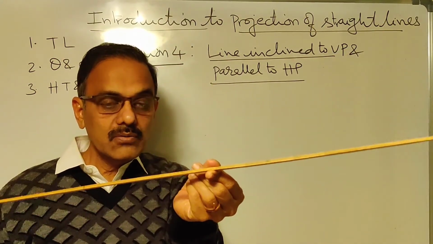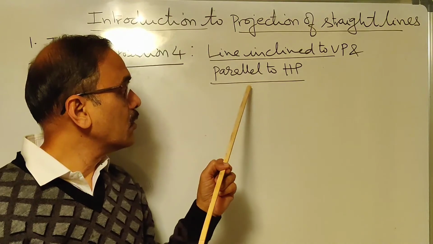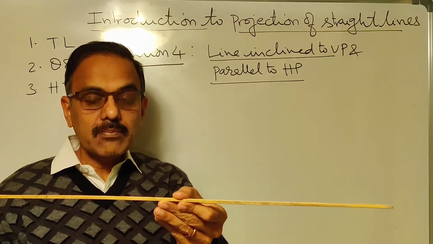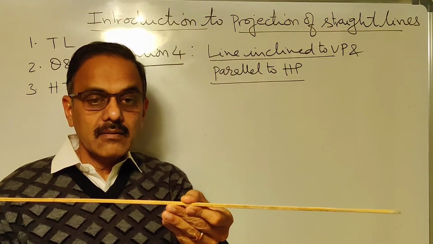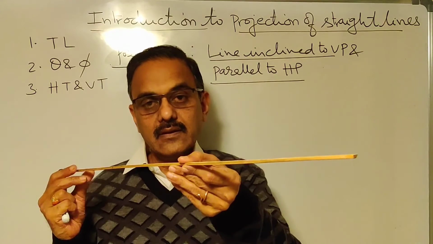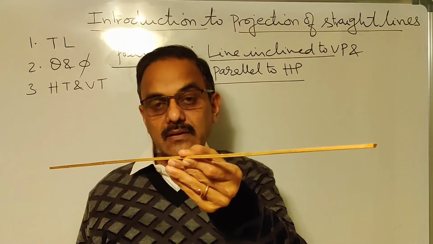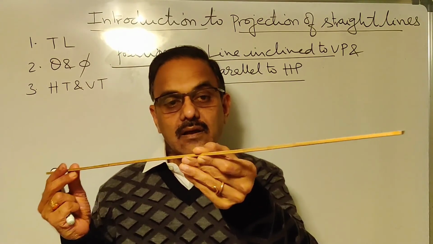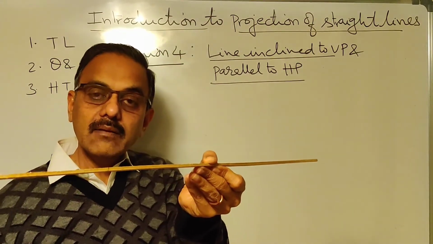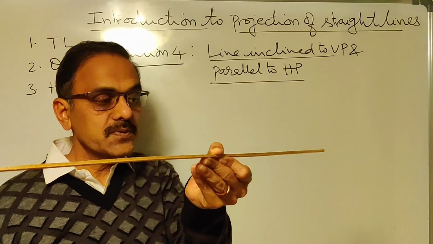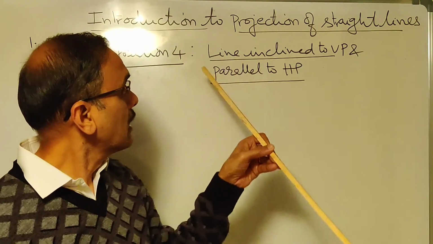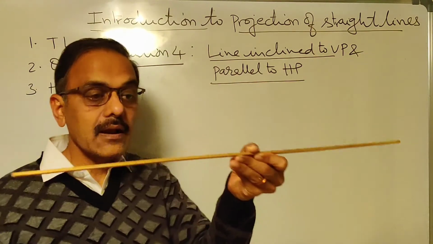If you can imagine this plane of rotation, the plane of rotation is parallel to VP. Now what do I do? I have to keep it parallel to HP. And I have to rotate it in a plane parallel to HP. So like this, so that it is made inclined to VP. Either I can rotate like this or I can rotate like this. You should rotate it in a plane parallel to HP. So in this position, the line is inclined to VP and parallel to HP.